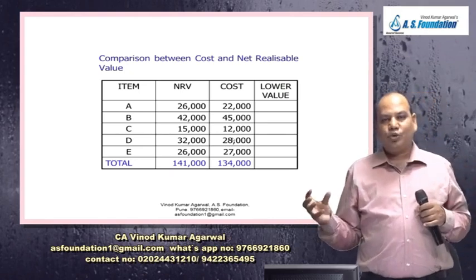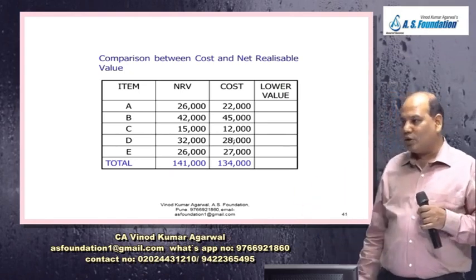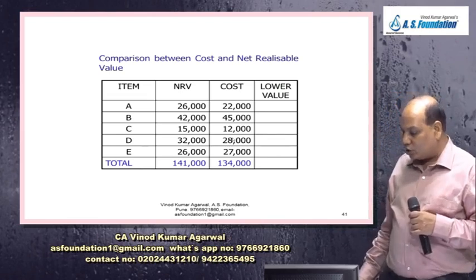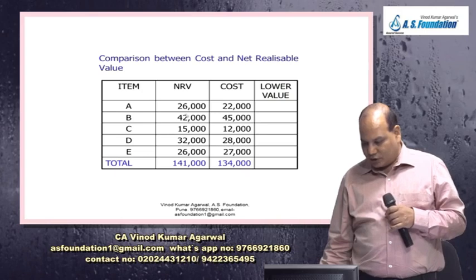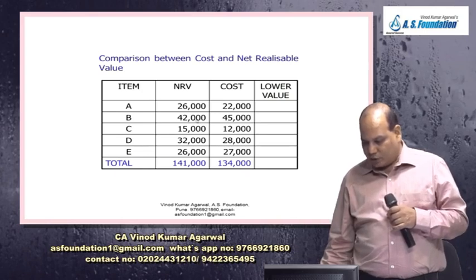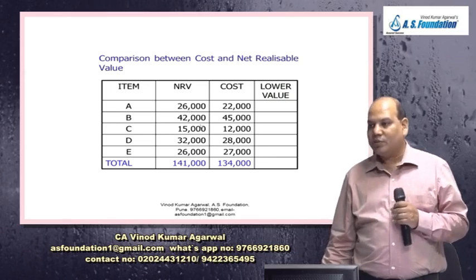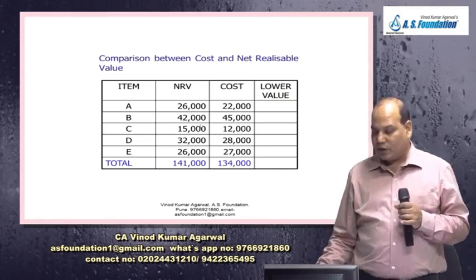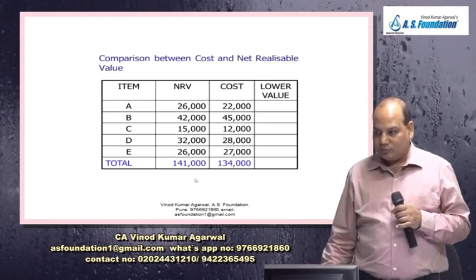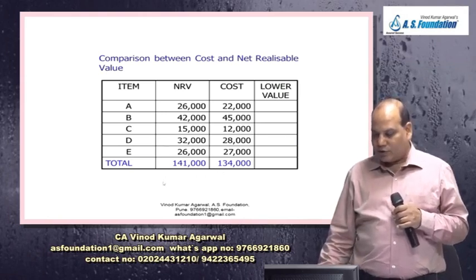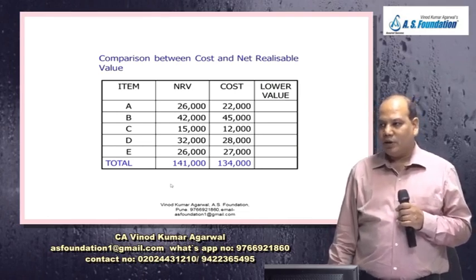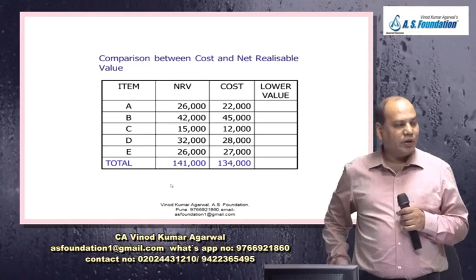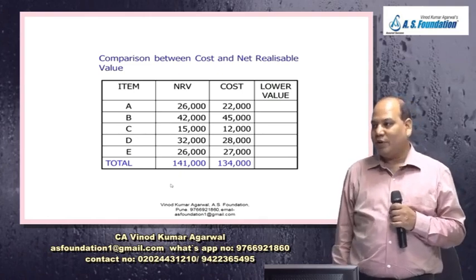If I compare the total of cost and total of NRV, loss in some cases, like for example, in the second case, the loss will be compensated by a gain in the first item. So we will not get the maximum loss. The concept of conservatism is getting applied here. So solve this example and tell me at what amount the inventory would appear in the balance sheet, in the statement of financial position.